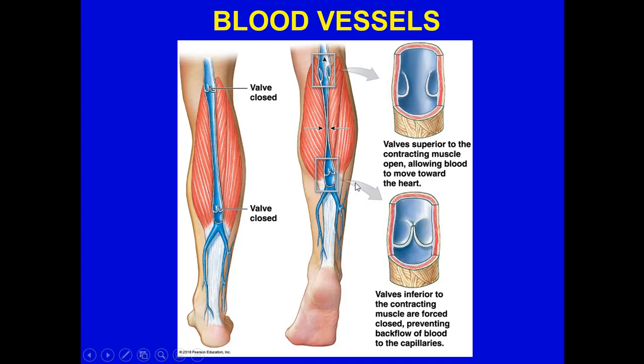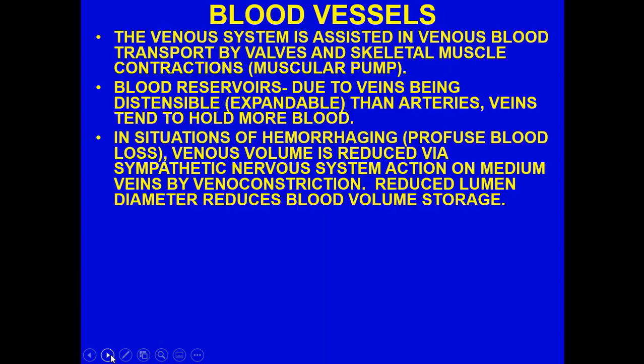Okay? Now, they're thinner walls, so they are going to be under more influence as opposed to, let's say, arteries in the leg. So if you basically just keep contracting the muscles, you're going to push the blood up higher, eventually getting up into the abdominal cavity, etc. Now, this is where we get into what we call the muscular pumps. Basically the venous system is assisted in venous blood transport by valves and skeletal muscle contractions.